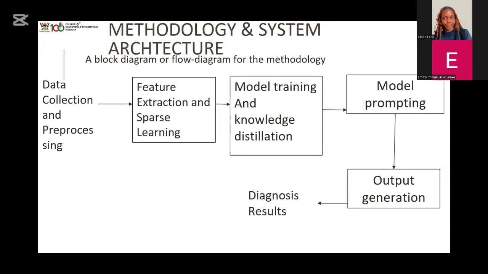And here is the flow diagram for the methodology. We started with data collection and pre-processing. Then we did feature extraction using sparse learning, then model training and knowledge distillation. The model that we deployed was implemented with knowledge distillation, then model prompting, since it outputs diagnosing results in text form, and the output generation. Then after, it outputs the diagnosing results.